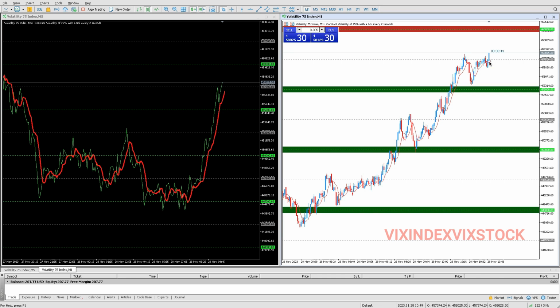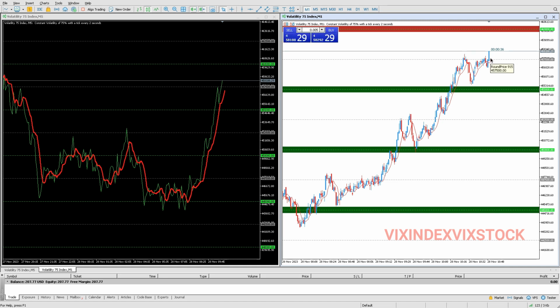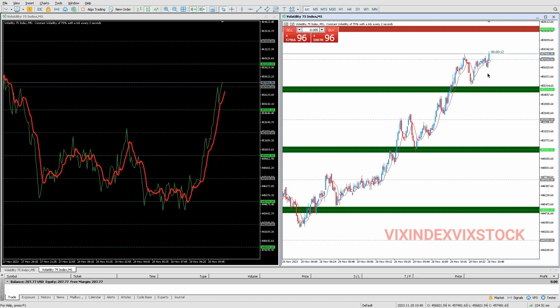So it broke through. Let's see if it's going to come back and retest here. That's the thing with Volatility 75. When it breaks through like this and you jump right in, and it retraces a bit, it takes you out of your trade and then it continues without you. That's something that you need to note about trading these synthetic indices.